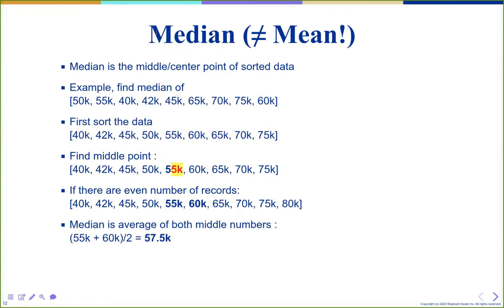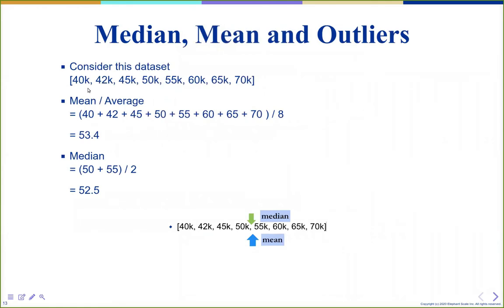Sometimes people confuse median and mean because they're kind of similar. Let me show you an example. Here's my data set. I calculate the mean. Mean is the average, and the mean is 53.4, somewhere here. And the median is the midpoint, which is between 50 and 55. So that's why a lot of people confuse them, because they're similar.